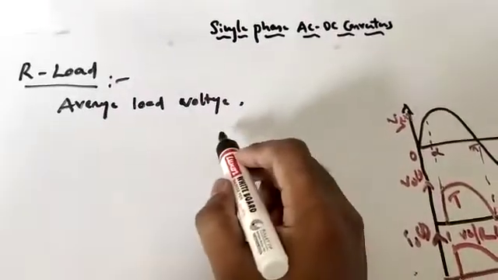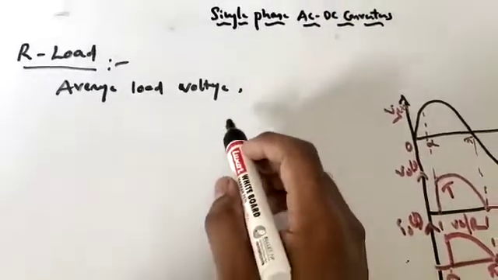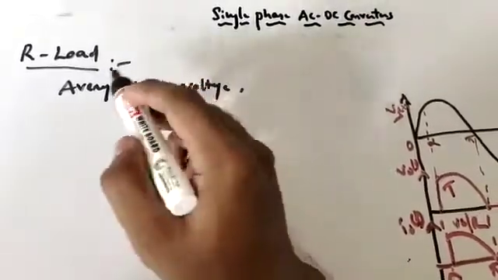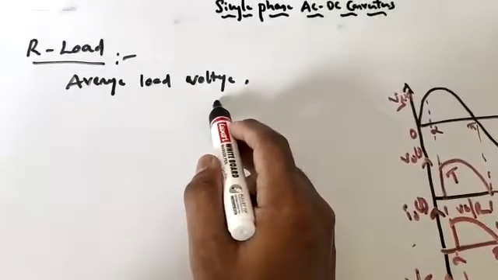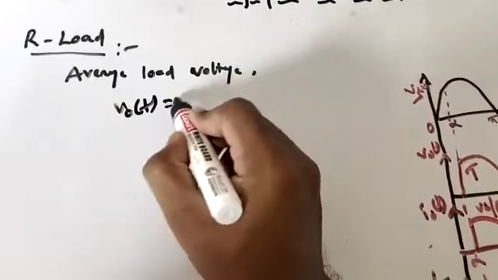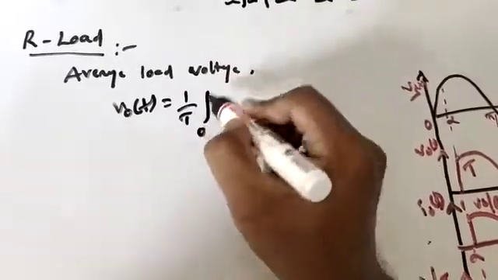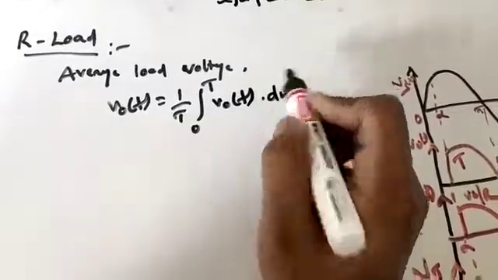Now let me derive the output voltage equation of a single phase half wave rectifier with RL load. So this is the average load voltage, which is going to be given as V naught of t equal to 1 by T integral 0 to T, V naught of t d omega t.